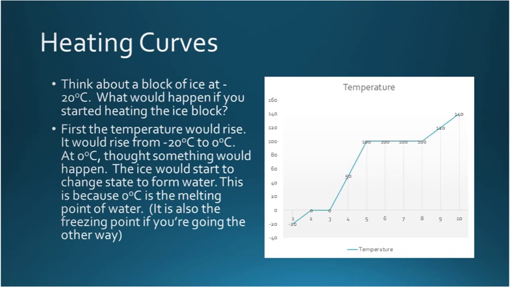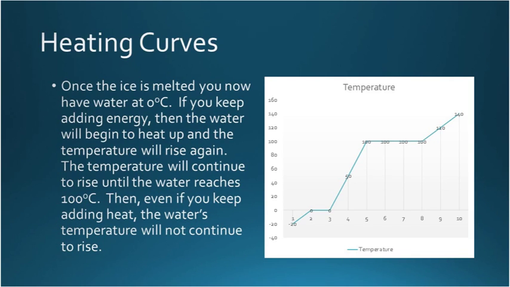At 0 degrees Celsius, though, something would happen. The ice would start to change state to form water. This is because 0 degrees Celsius is the melting point of water. It is also the freezing point if you're going the other way. Once the ice has melted, now you have water at 0 degrees Celsius. If you keep adding energy, the water will begin to heat up and the temperature will rise again. The temperature will continue to rise until the water reaches 100 degrees Celsius. Then, even if you keep adding heat, the water's temperature will not continue to rise.